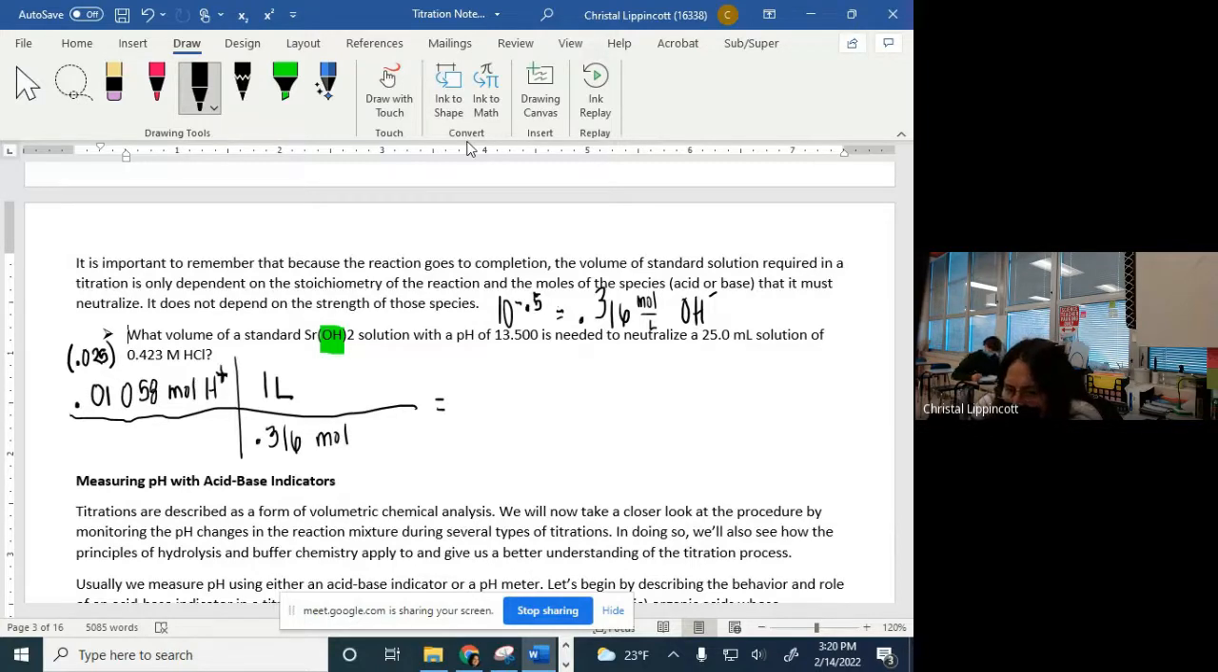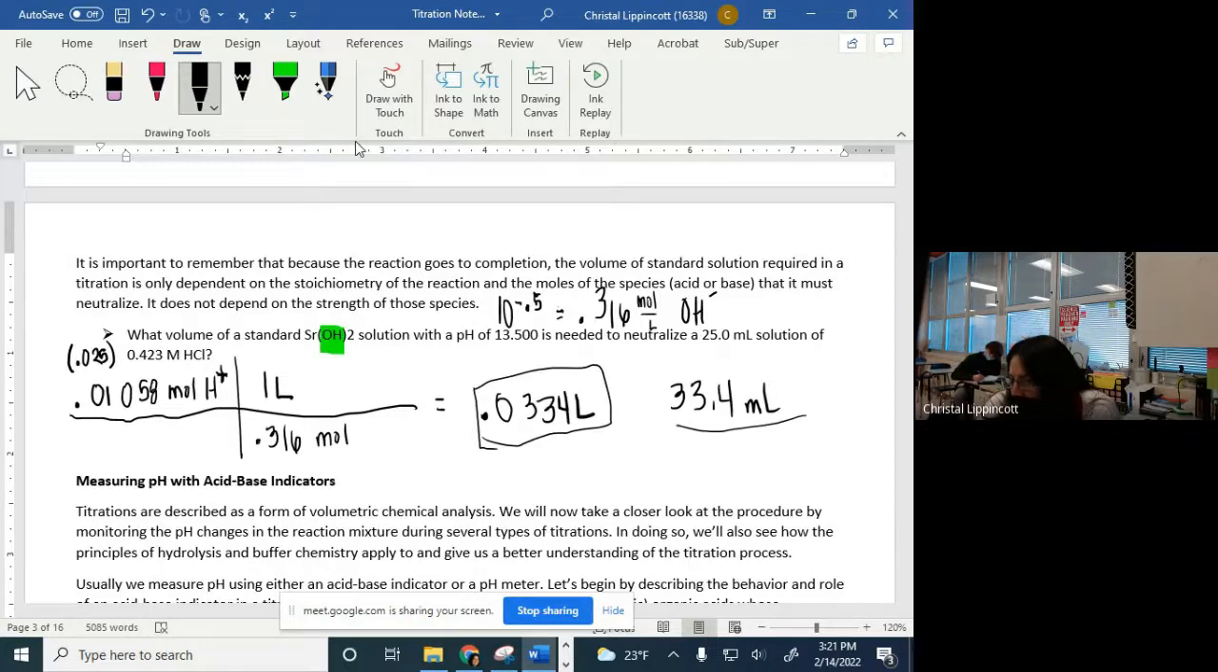They didn't ask for milliliters, so I can leave it as liters. Yeah, but everything else is in milliliters, so it makes me happier. So you want it to be 33.4 milliliters? Yeah, because everything else is in milliliters. That's fine. The problem is, if they don't ask for milliliters and you calculate it right in liters, but you do this and calculate it wrong, they're going to mark it wrong.